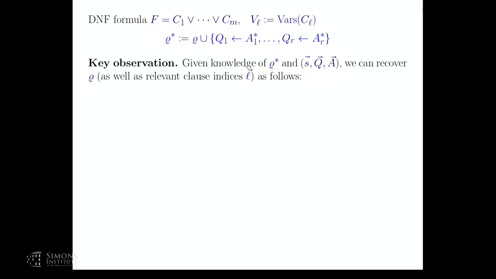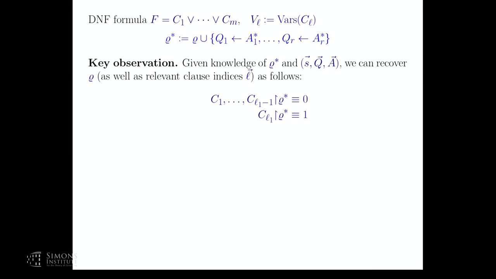Okay, so the observation is that if I give you row star as a set, so you don't know which part is row and which part is the extension, and I give you this branch data, just the number of queries, the set of queries, and the answers, then, given knowledge of this, and of course knowledge of F, we can recover both the restriction row as well as the relevant clause indices L. Okay? And we can do this as follows. Here's an algorithm, if you will, for recovering this from this.